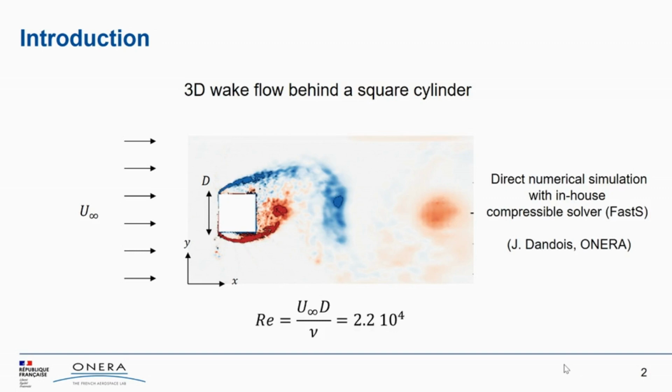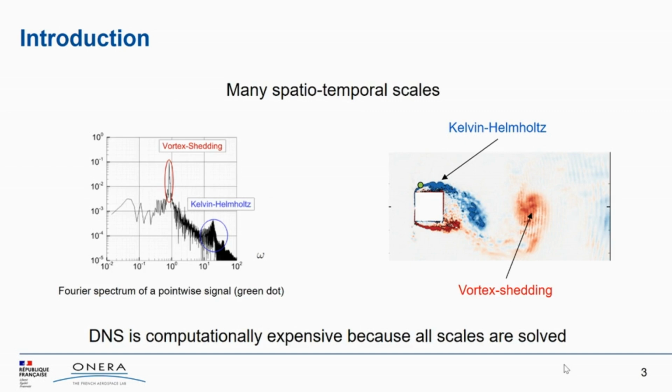It is here equal to 22,000, which makes the flow quite turbulent in the wake of the cylinder. To obtain the snapshots and the vorticity field shown on the screen, one of our colleagues, Julien Tandois, has performed a direct numerical simulation with an in-house compressible flow solver called FastS. And clearly, you can observe in this flow many spatio-temporal scales, as for instance the large vortices that are shed in the wake.